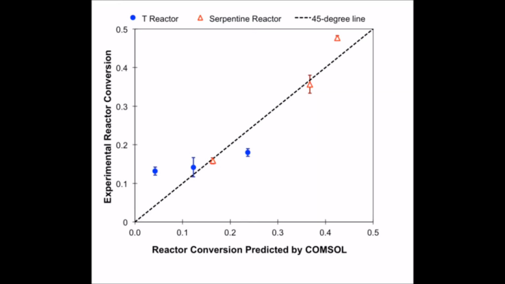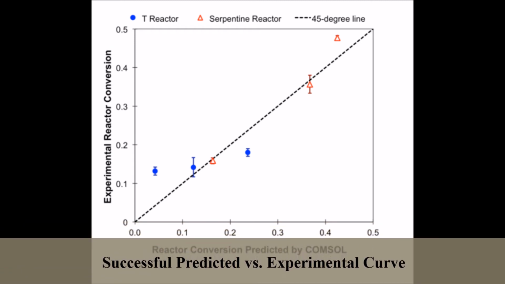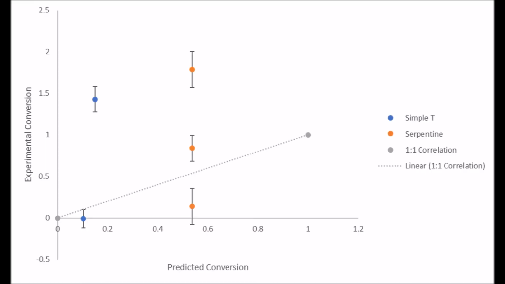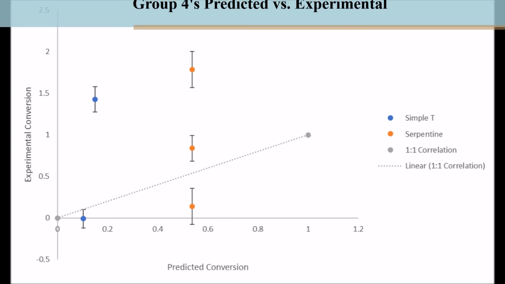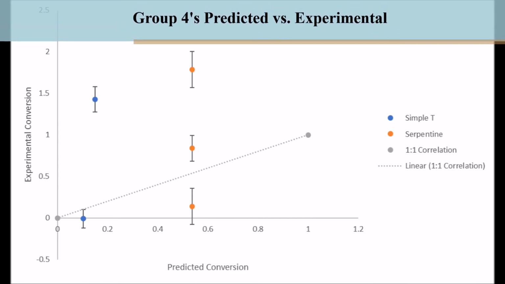The plot of experimental conversion versus predicted conversion allows us to easily determine how the COMSOL simulation compares to the experiment. If a point on the plot is above the dotted line, that suggests the experiment overpredicted conversion as compared to the simulation. If a point on the plot is below the dotted line, that suggests the simulation overpredicted conversion compared to the experiment. In our plot, the serpentine points are vertical because the COMSOL simulation output did not differentiate between flow rates, which contradicts the theory.